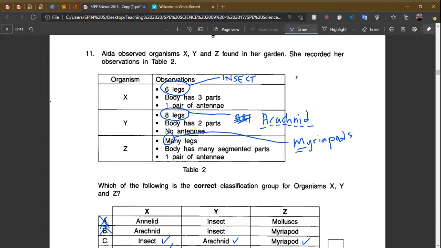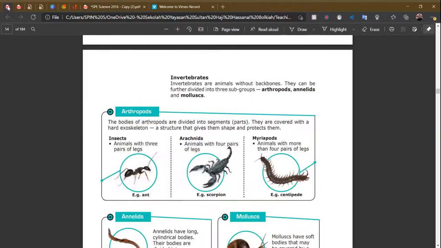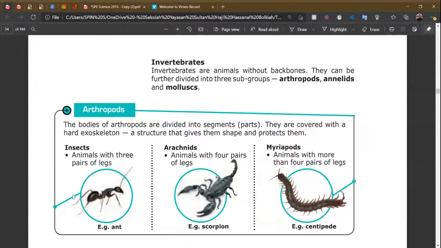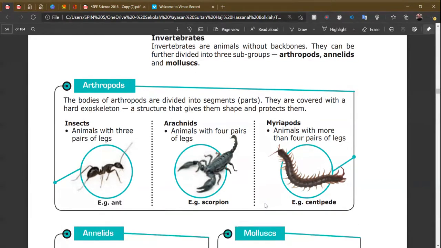Let me try again. So arthropods, and the specialty about this is that they have a hard exoskeleton. If you look inside your textbook, insects such as ant, arachnids such as scorpion, myriapods such as centipede, they have body armor that makes them hard. That's why if you try to step on them, they will not be squished easily. So these three are under arthropods.